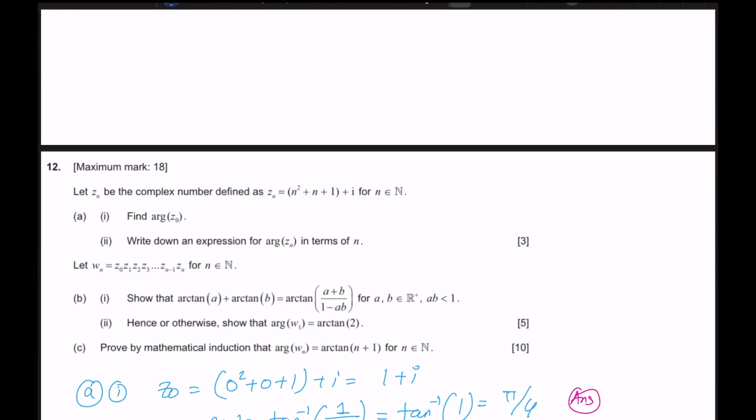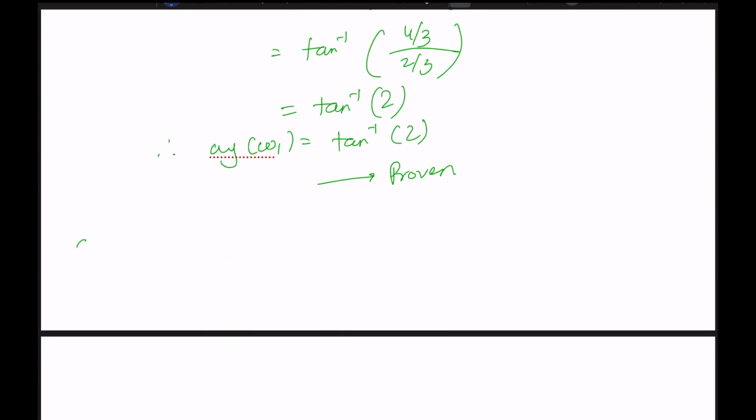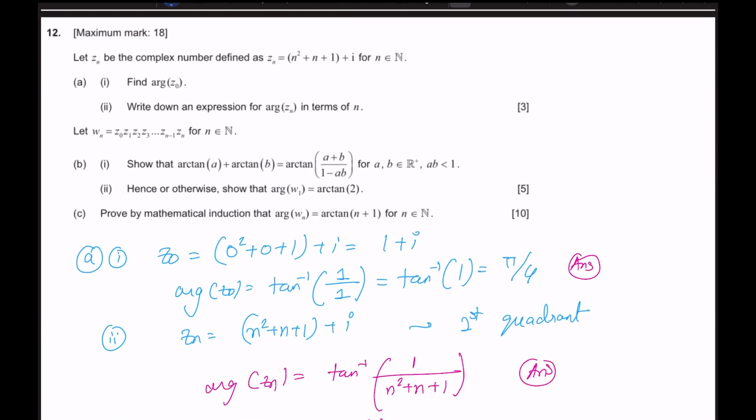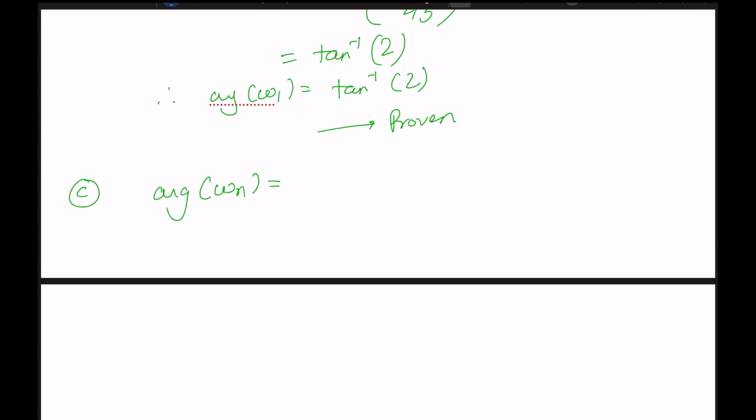Now in part C, we have to prove by mathematical induction that arg Wn is equal to tan inverse of (n plus 1). For mathematical induction, we first check whether this relation is valid at n equals 0. Then we assume that the relation is valid at n equals k. And then we have to prove that the relation is valid for n equals k plus 1. So we start part C. Our relation is arg Wn, or I guess it's W or omega, yes, W. This will be equal to arc tan of (n plus 1). We have to prove this is equal to tan inverse of (n plus 1).